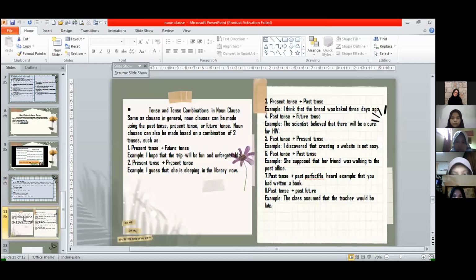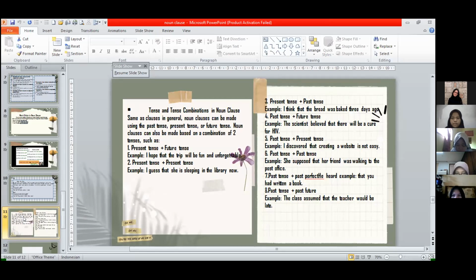Tense and tense combinations in noun clause. Same as clauses in general, noun clauses can be made using the past tense, present tense, or future tense. Noun clauses can also be made based on a combination of two tenses, such as number 1, present tense and future tense. For example, I hope that the trip will be fun and unforgettable. Number 2, present tense and present tense. For example, I guess that she is sleeping in the library now.